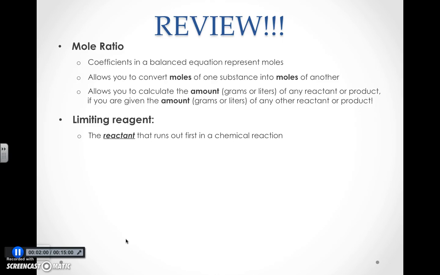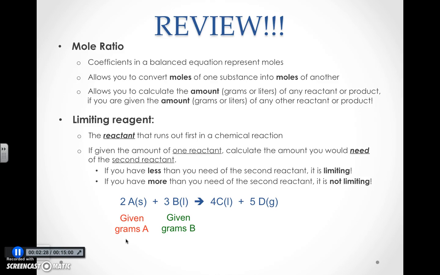Okay, we also learned about limiting reagent, and that is the reactant that runs out first in a chemical reaction. So again, imagine our equation A plus B gives C plus D, and let's say you're given grams of A and you're given grams of B. Well, they can't both be used up completely. In the real world, when you mix these two together, one of them will be in excess and the other will be limiting. So how do you figure out which one is limiting? Well, if given the amount of one reactant, you simply calculate the amount you would need of the second reactant. This is exactly what we talked about using mole ratio, so this should be familiar.